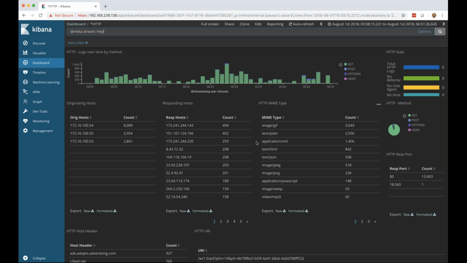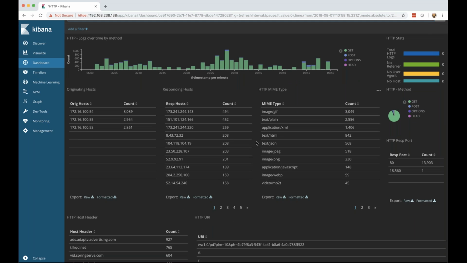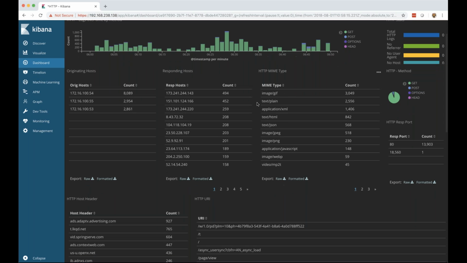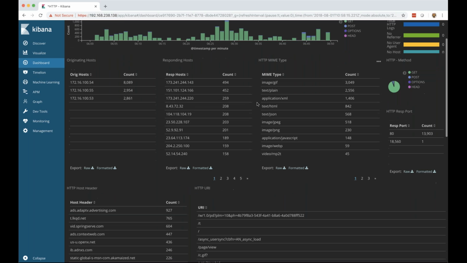The reason I'm going to start with HTTP is just because it's unencrypted. I can get some really good metadata from Bro. We can see that most of the stuff is looking pretty normal. I expect mostly GET requests, some POSTs, some OPTIONS and HEAD are fine. So there are no crazy HTTP methods being used out there.